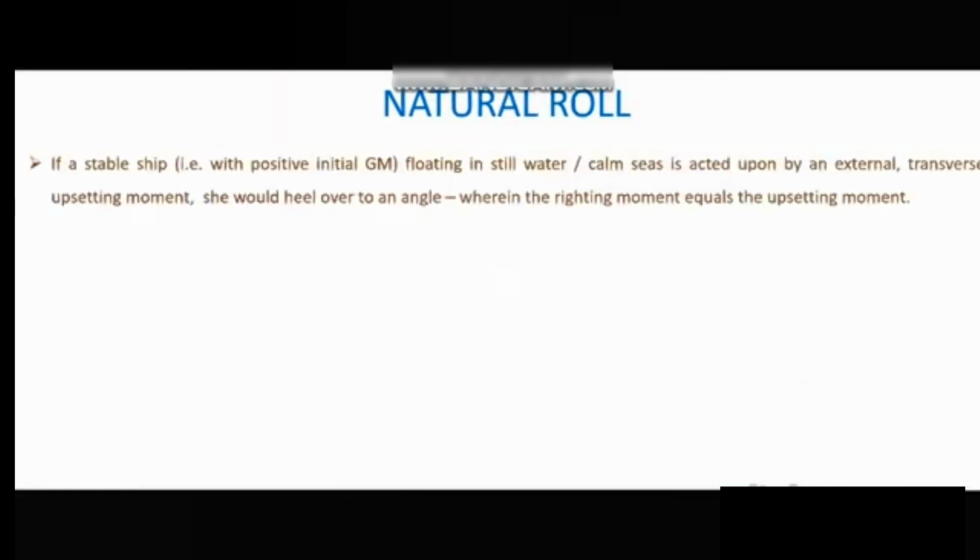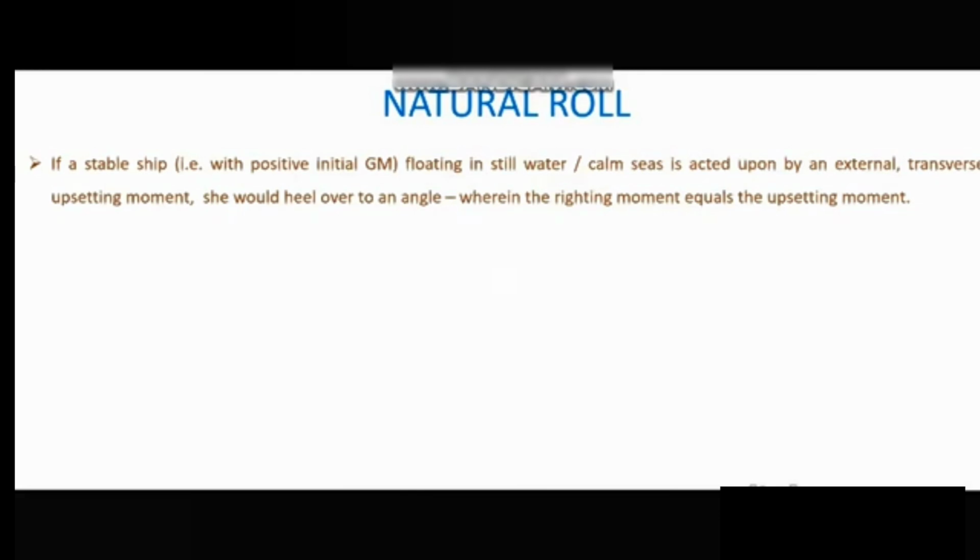What is natural period of roll? Now, if a stable ship, which is floating in calm waters, is acted upon by an external upsetting moment, she would heel. And after she heels, you would withdraw the upsetting moment. And what will happen? The righting moment will bring her back. She'll gather momentum. She will not stop upright. She will go to the other side. Slowly, the amplitude of roll will dampen, and then she'll eventually settle in the upright condition.